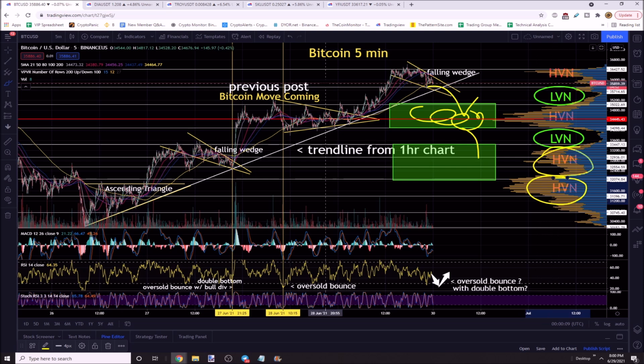So this is the VPVR, volume profile visible range. Definitely something that has helped me in trading.